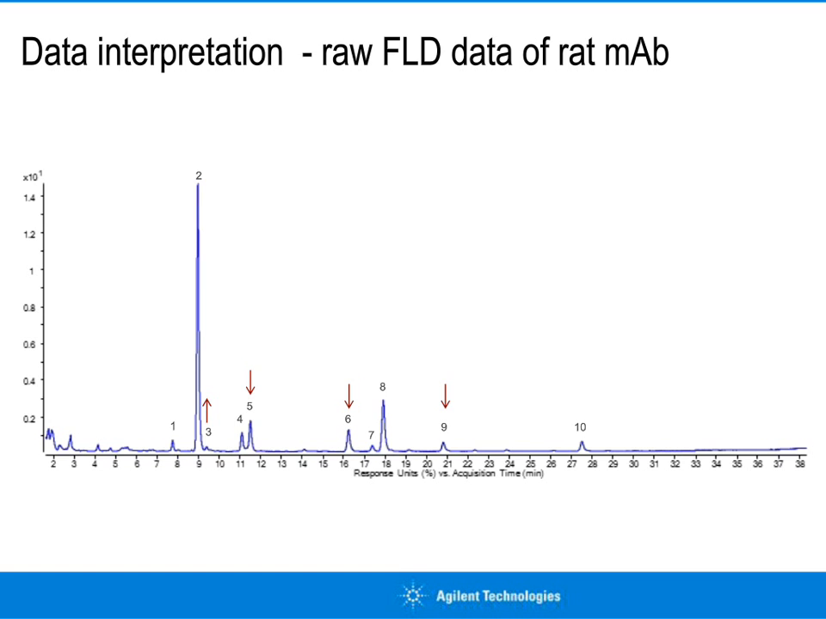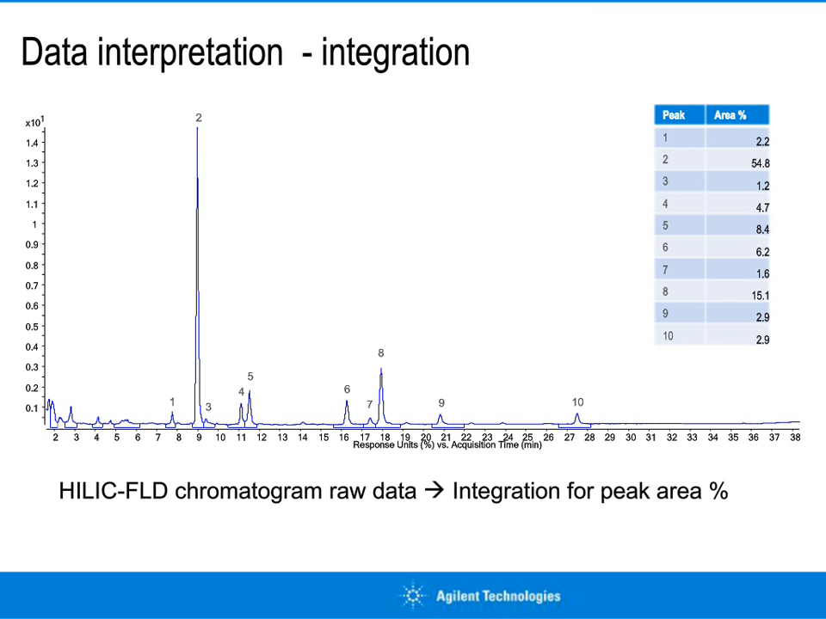After integration, the peak area percentage was calculated for relative quantification. The results are shown in this table to the right. High intensity of the labeled glycans was achieved by setting the optimal wavelengths for glycan detection on the Agilent 1260 Infinity fluorescence detector using 260 nanometers as excitation wavelength and 430 nanometers as emission wavelength.